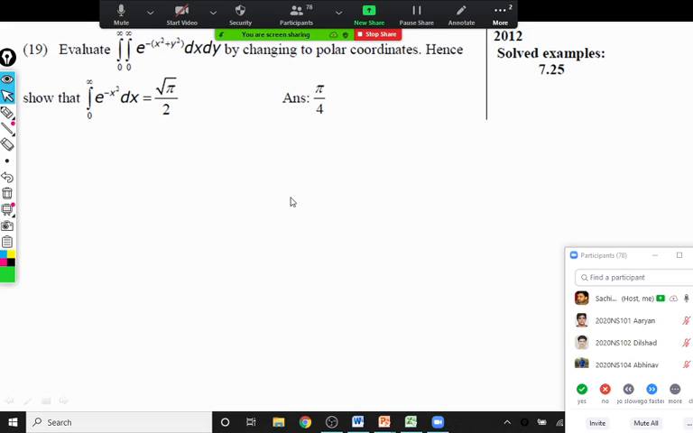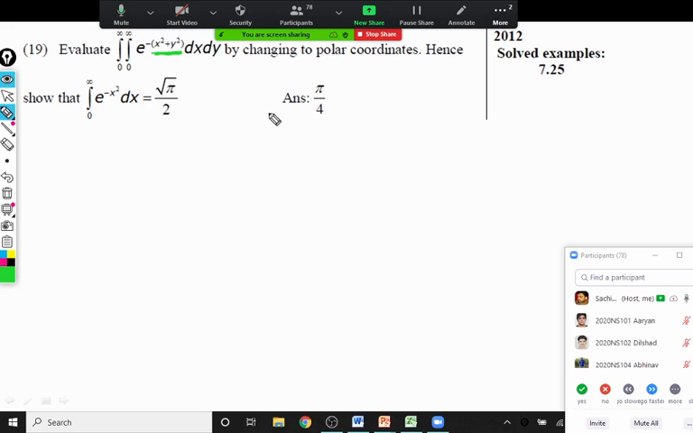Remember, whenever the integrand contains the term x square plus y square, or the boundary of a region of integration is a circle, it's better to transform that double integral into polar. So we have to evaluate this double integral first by changing to the polar coordinates.